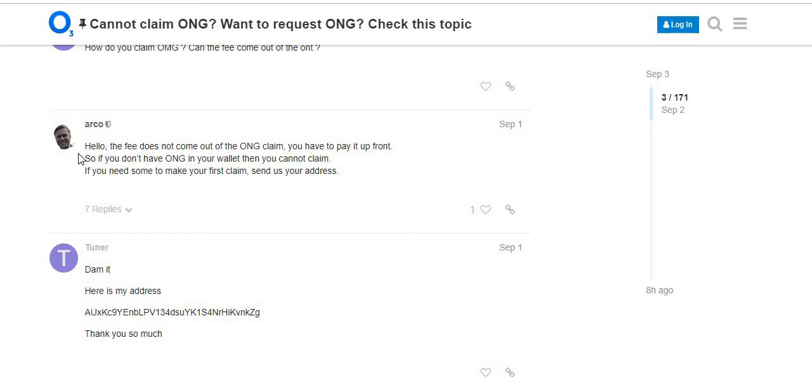The gentleman Arco says, hello, the fee does not come out of the ONG claim. You have to pay for it up front. In other words, you are getting your unbound ONG built up, but you still have to have live ONG in your wallet to be able to pay for the transaction fee. And they say, if you don't have ONG in your wallet, then you cannot claim. If you need some to make your first claim, send us your address.